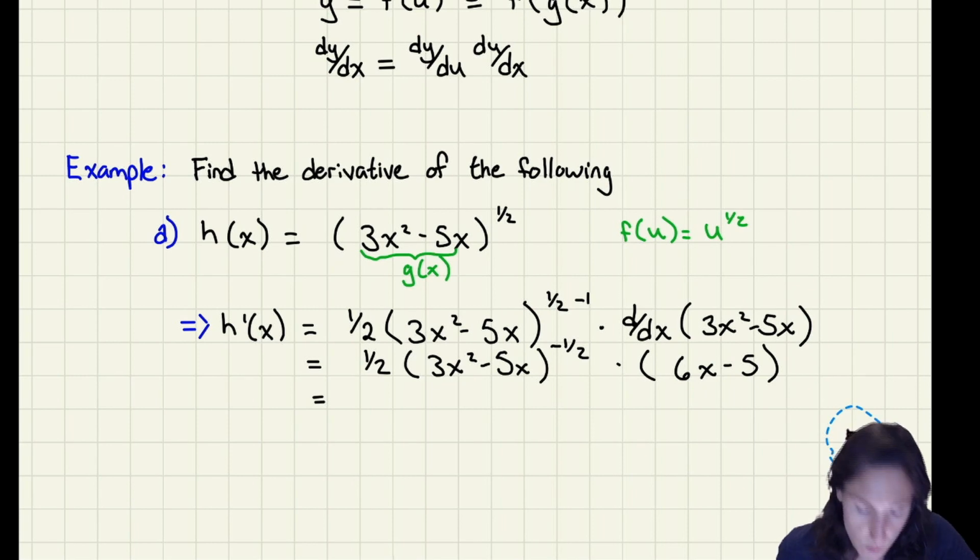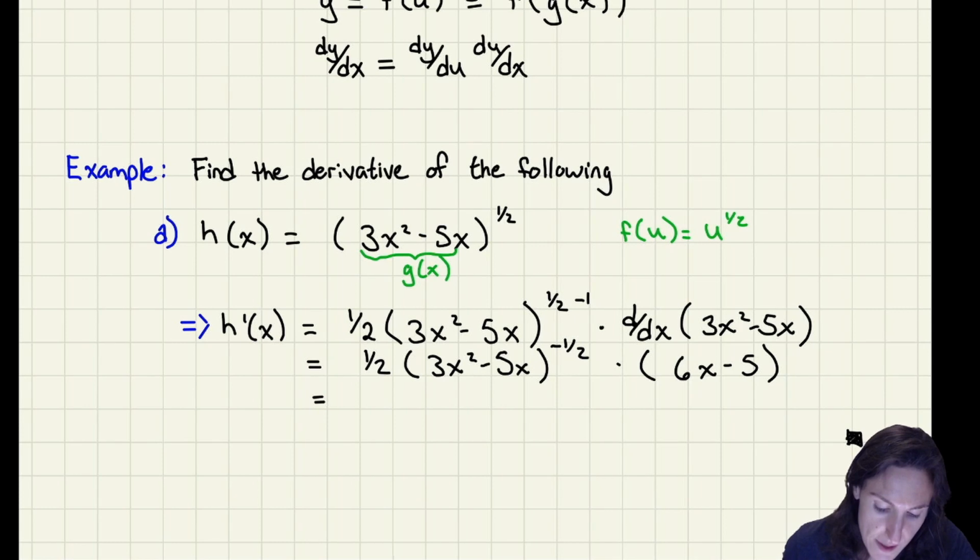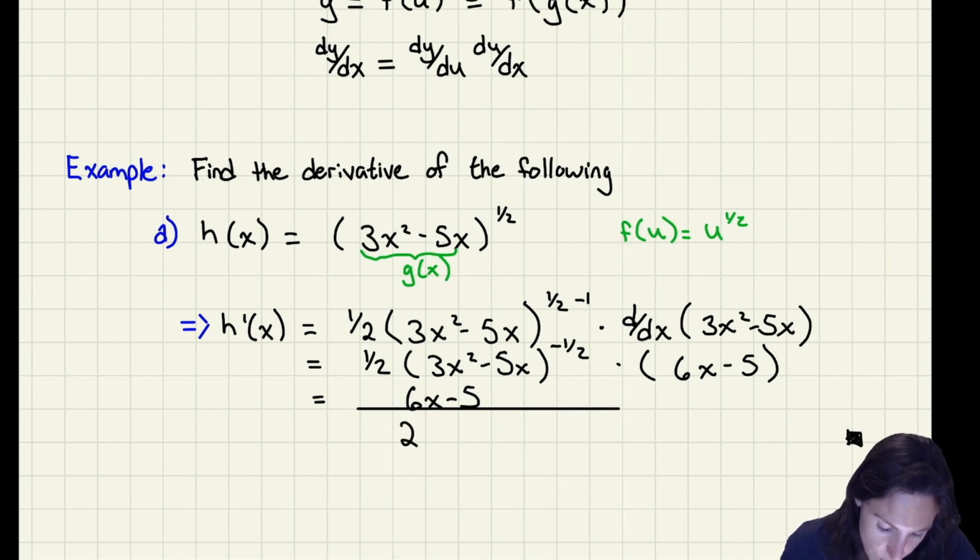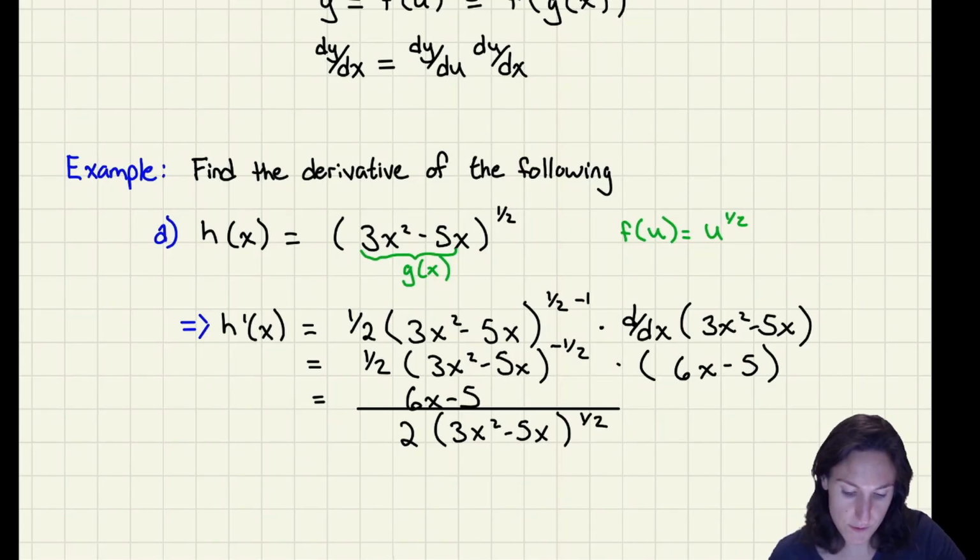Okay? Now, what is this equivalent to? This is on the numerator, but this is to the negative 1/2. So this is actually on the denominator. And then this 2 is also on the denominator. So it's equivalent to write (6x minus 5) all divided by 2 times the square root, or you can leave it to the power of half, whatever you prefer. Okay, I'll leave it to the power of half, or you can write a square root.